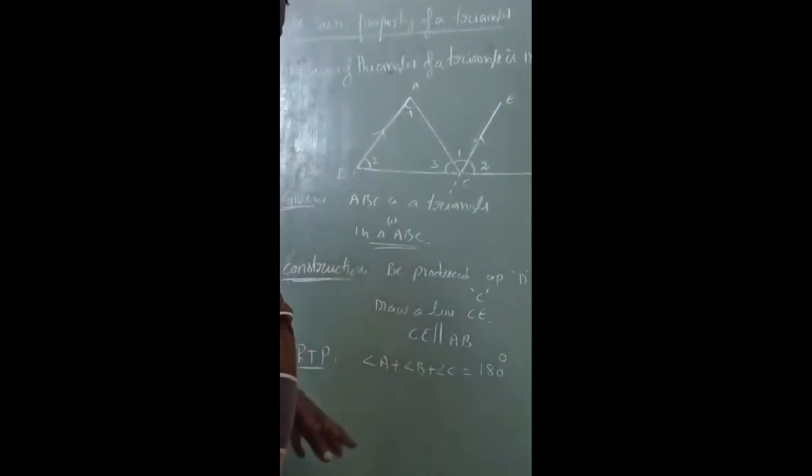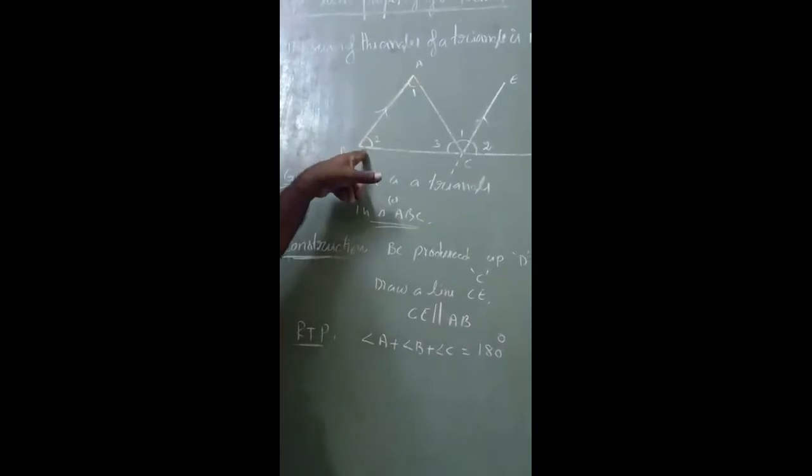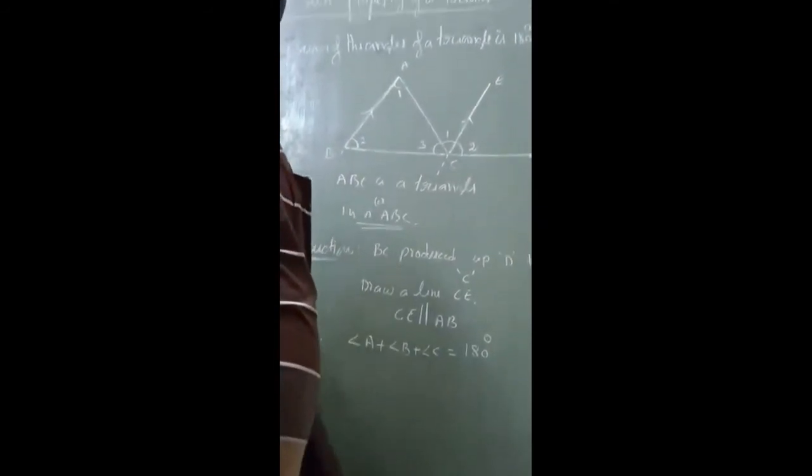Right. Next, RTP. What is the RTP? Sum of these angles, that is angle A plus angle B plus angle C is equal to 180 degrees. That is the RTP. Now, next, proof.